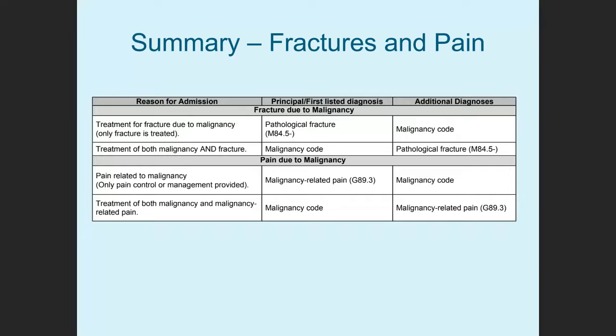Here's a summary of the guidelines for coding fractures due to anemia and coding pain due to anemia. The guidelines are consistent for both of these. So the principal diagnosis, the first diagnosis, is when only the pain or the fracture is being treated. That's listed first, followed by the malignancy. If they were to treat both, then the malignancy is coded first, and then the pain or fracture is coded second.